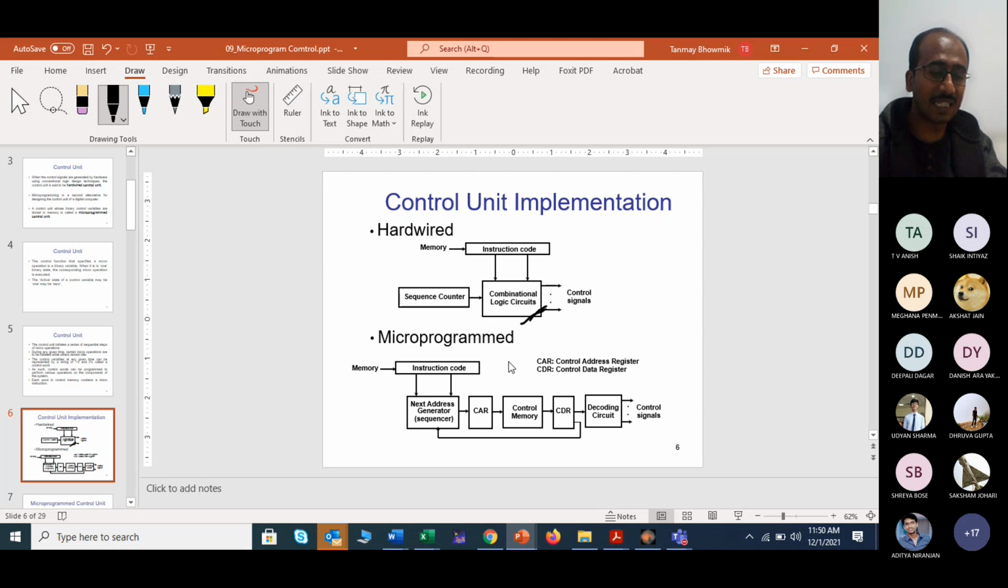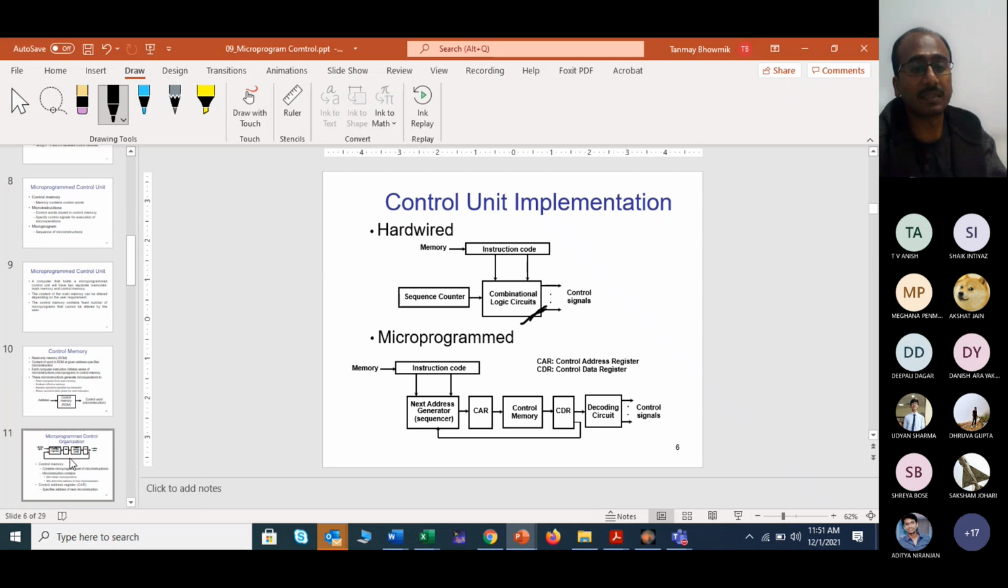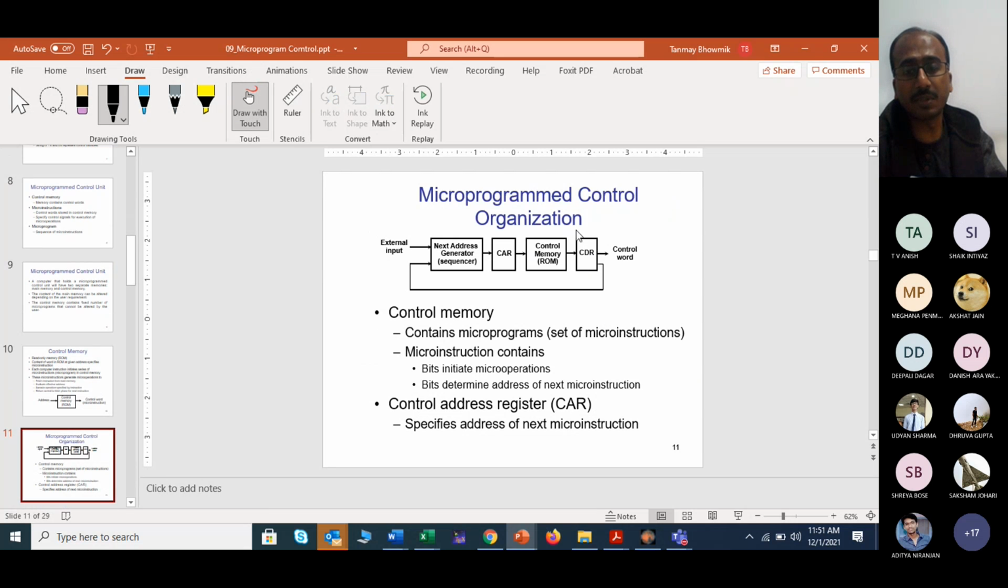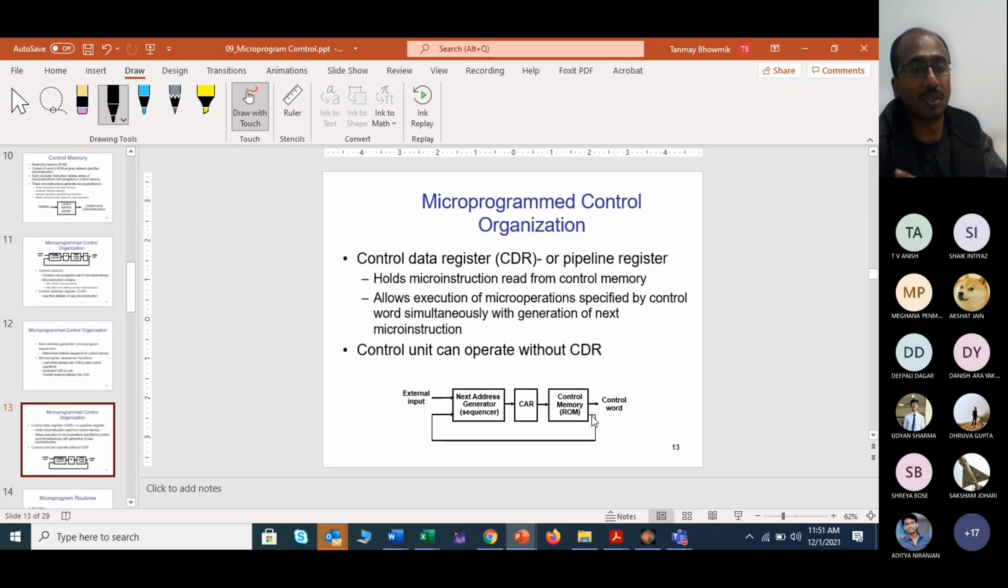And from this next address generator, your control address register will hold the particular address from where your micro instructions will be operating, right? Then from it, the control memory, control data register and decoding circuit are all there. And we have also seen that the control data register is not always required, because from control memory you can directly fetch your data, right? That was discussed previously, that sometimes this unit can work without the control data register also.